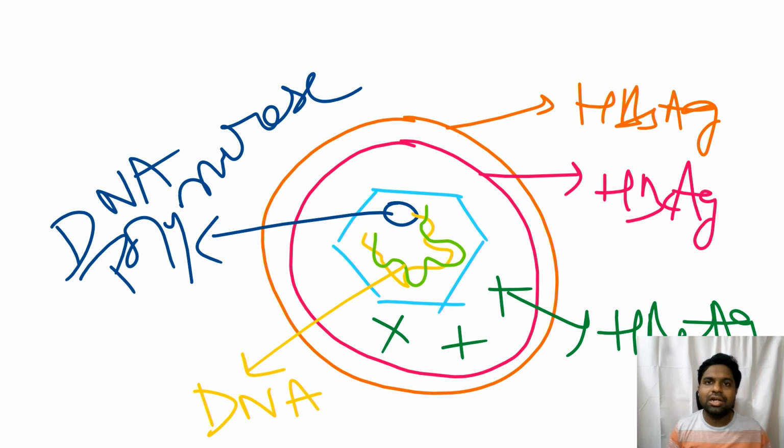We have envelope containing HBsAg, core containing HBcAg. We also have HBeAg, and then nucleocapsid, which is depicted in sky blue here, also DNA polymerase and double-stranded DNA. So this completes the diagram of the hepatitis B virus.